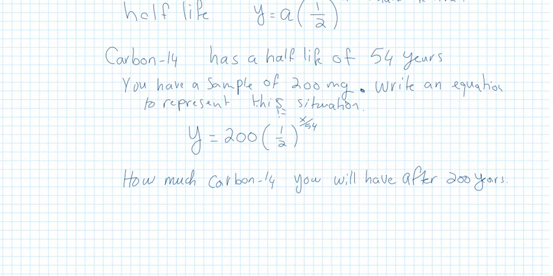Plug in 200 into X. It happens to be the same as this, but you know what? Let's make it 180 years, just because I don't want the numbers to be mixed up here. So you're going to plug in 180 into X, and then still divide by 54. Okay, so do that in the calculator and tell me what your answer is.